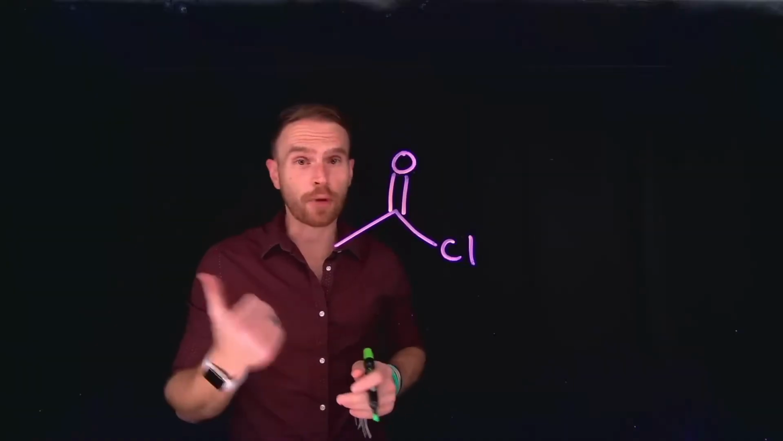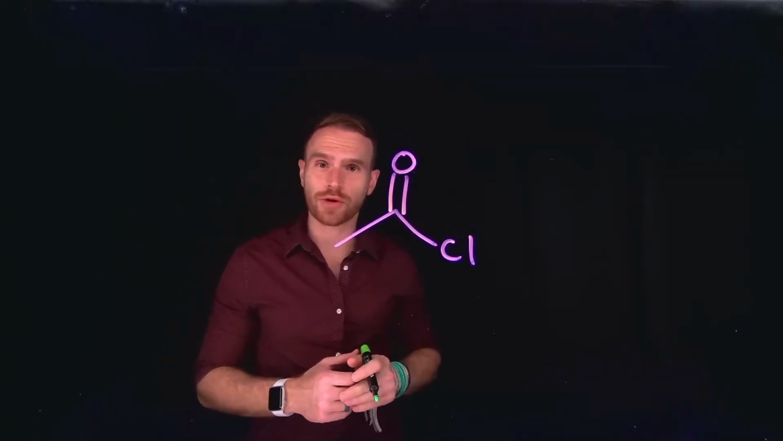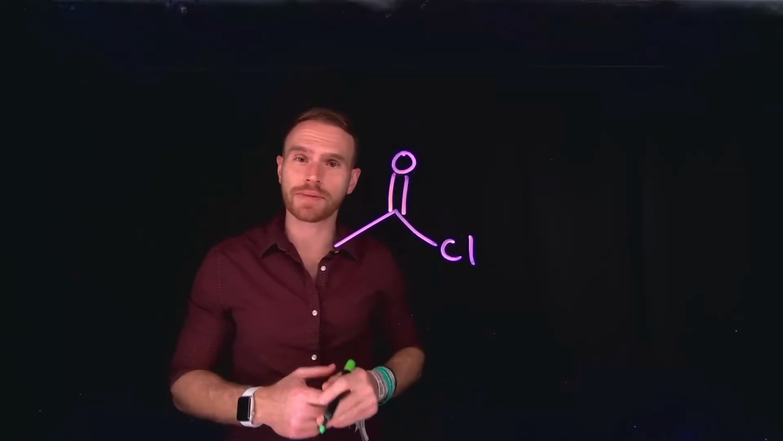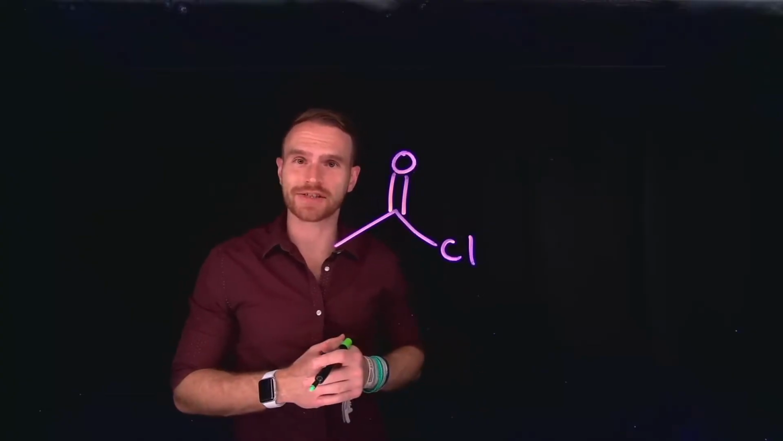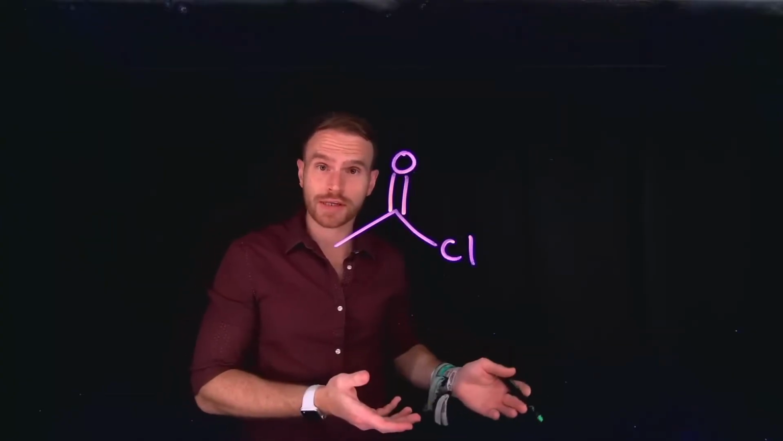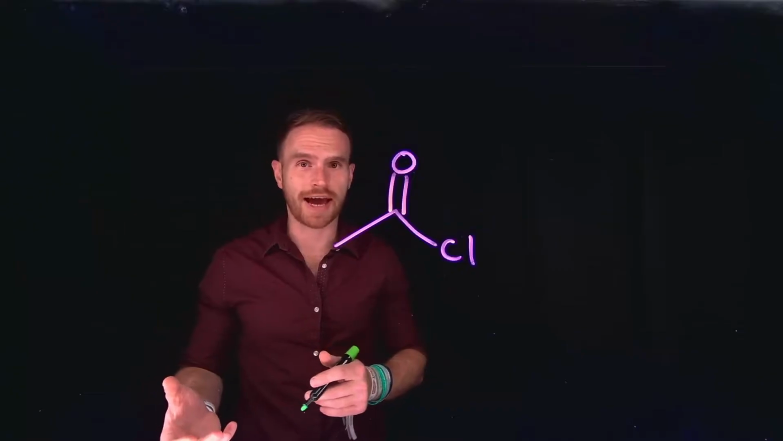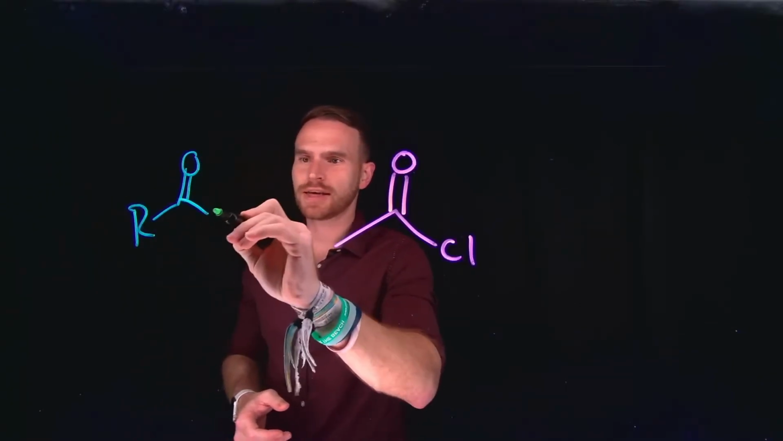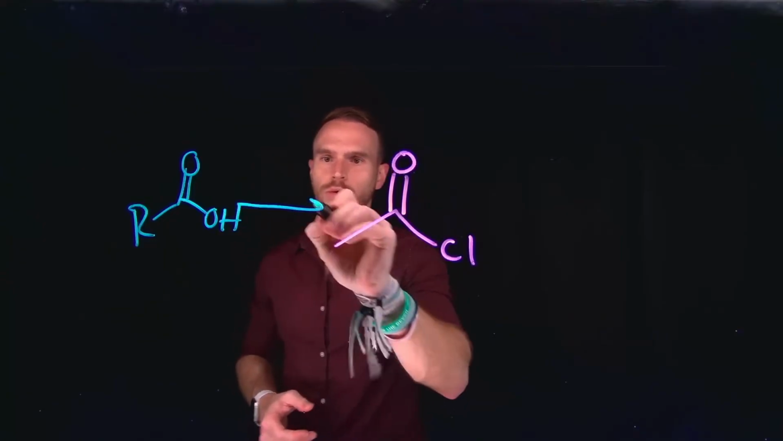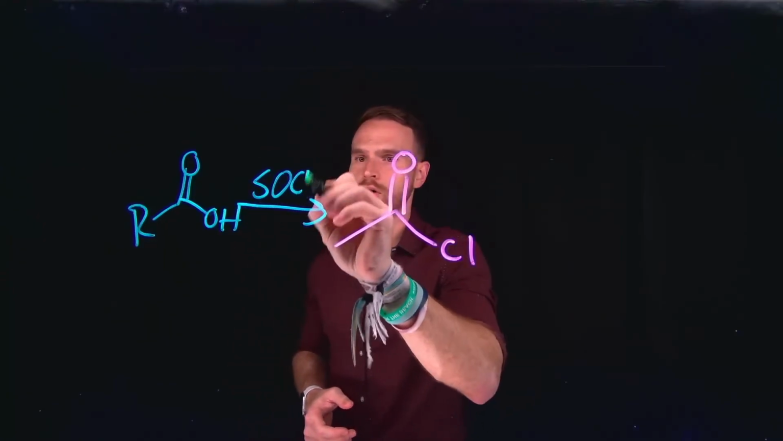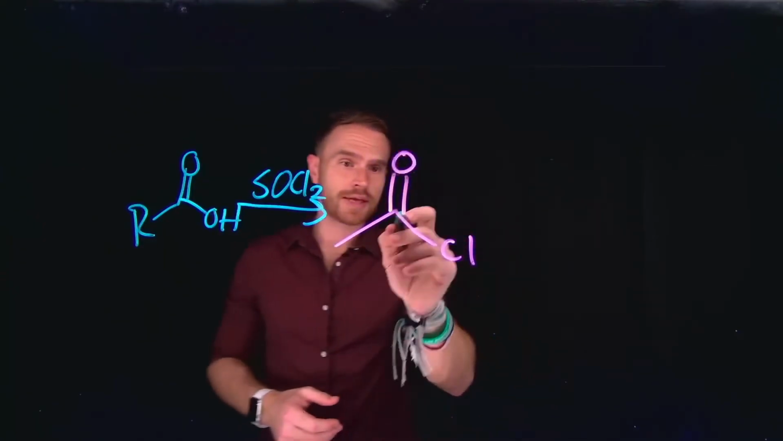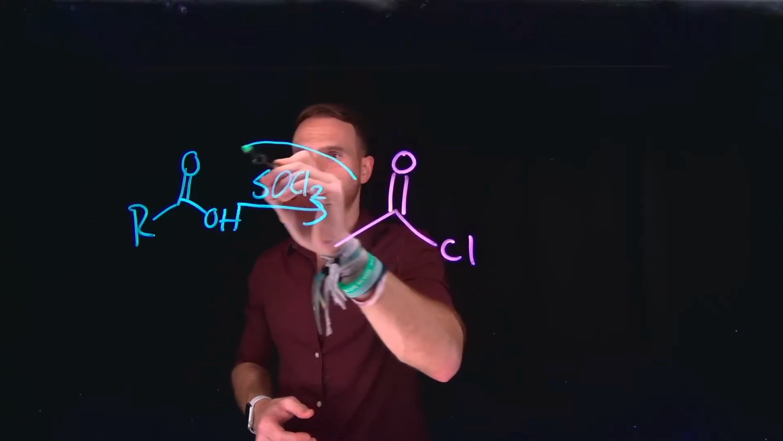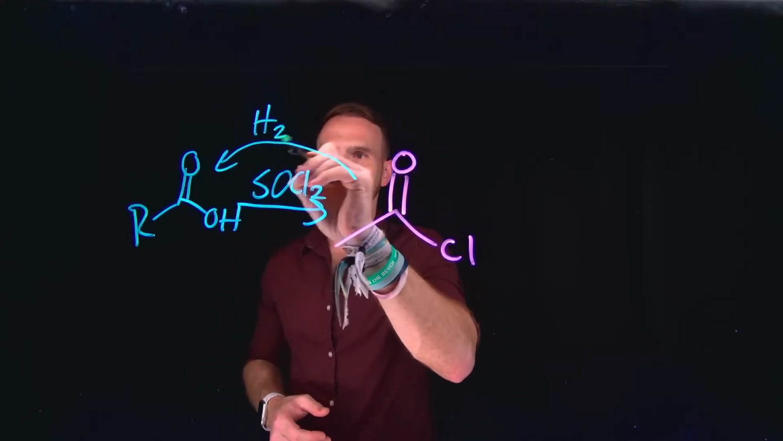You'll recall from our previous video about carboxylic acid derivatives that acid chlorides are going to be the most reactive carboxylic acid derivative. In fact, they can be turned into all of the other carboxylic acid derivatives. So we just learned about how to turn a carboxylic acid into an acid chloride using thionyl chloride, and we can actually turn the acid chloride into a carboxylic acid simply by the addition of water.